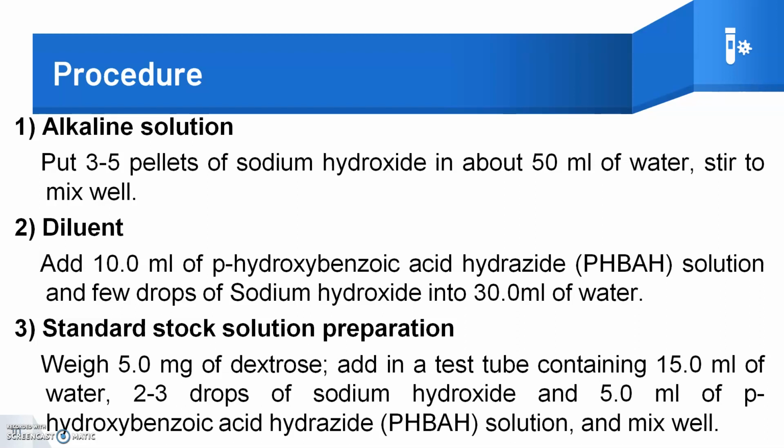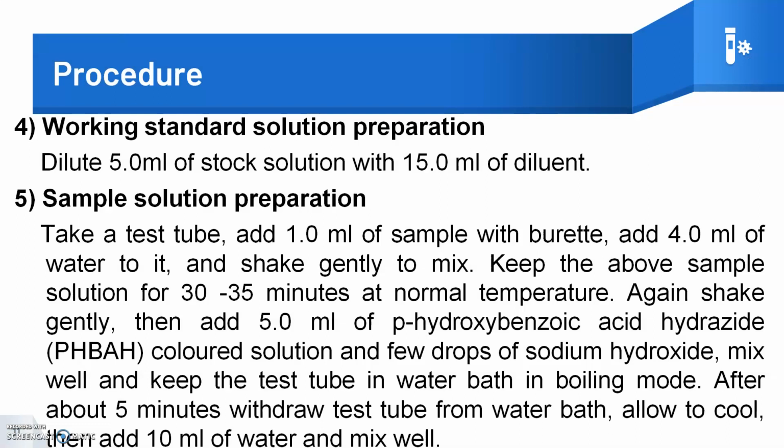And the next is the standard stock solution preparation. Weigh 5 mg of dextrose and add it in a test tube containing 50 ml of water, 2 to 3 drops of sodium hydroxide and 5 ml of para-hydroxybenzoic acid hydrazide solution, and mix it well. So it forms the standard stock solution. Next point is the working standard solution preparation. Dilute 5 ml of stock solution with 15 ml of diluent. Use the above diluent to dilute and form the working standard solution.